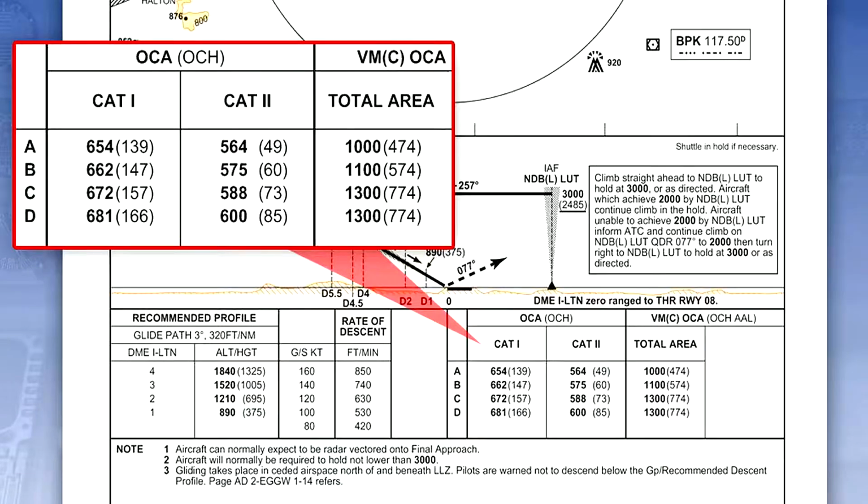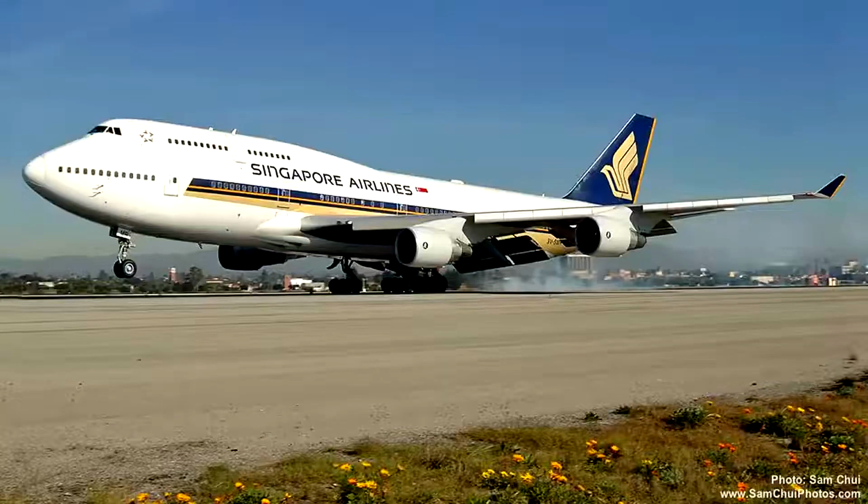Notice the figures in the right-hand column, headed VMC-OCA. The VM stands for visual maneuvering, and the C for circling. These are the figures, therefore, if you want to use this approach, not as a straight-in for runway 08, but to circle the aerodrome for a different runway. A circling approach.